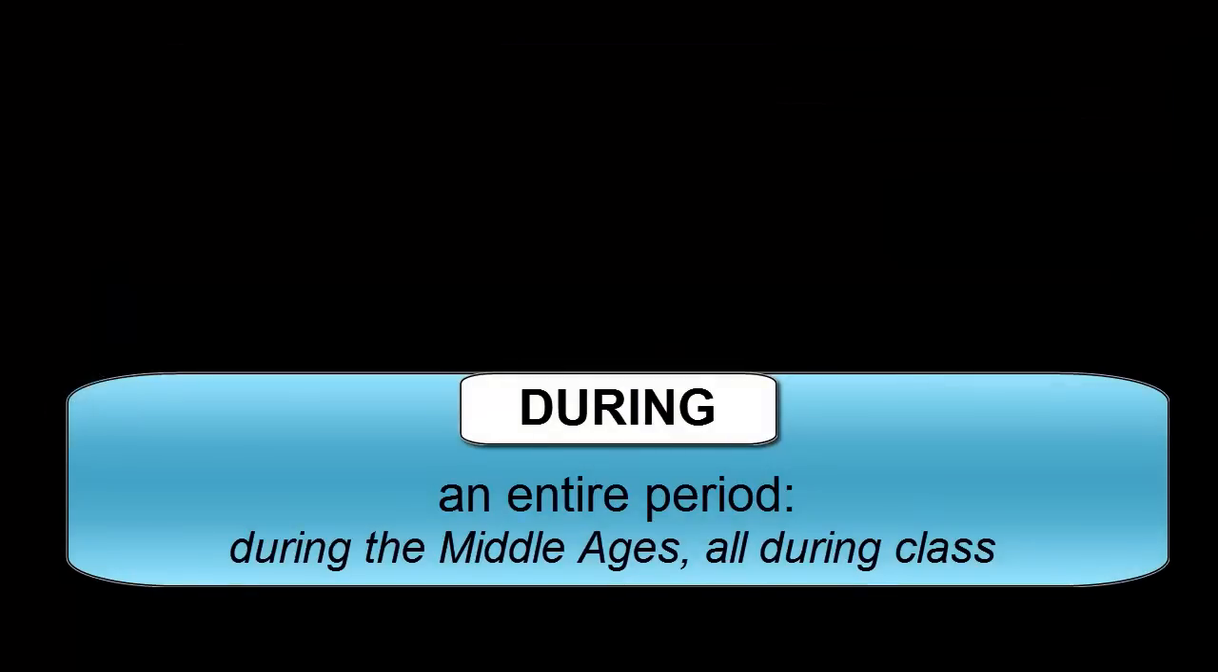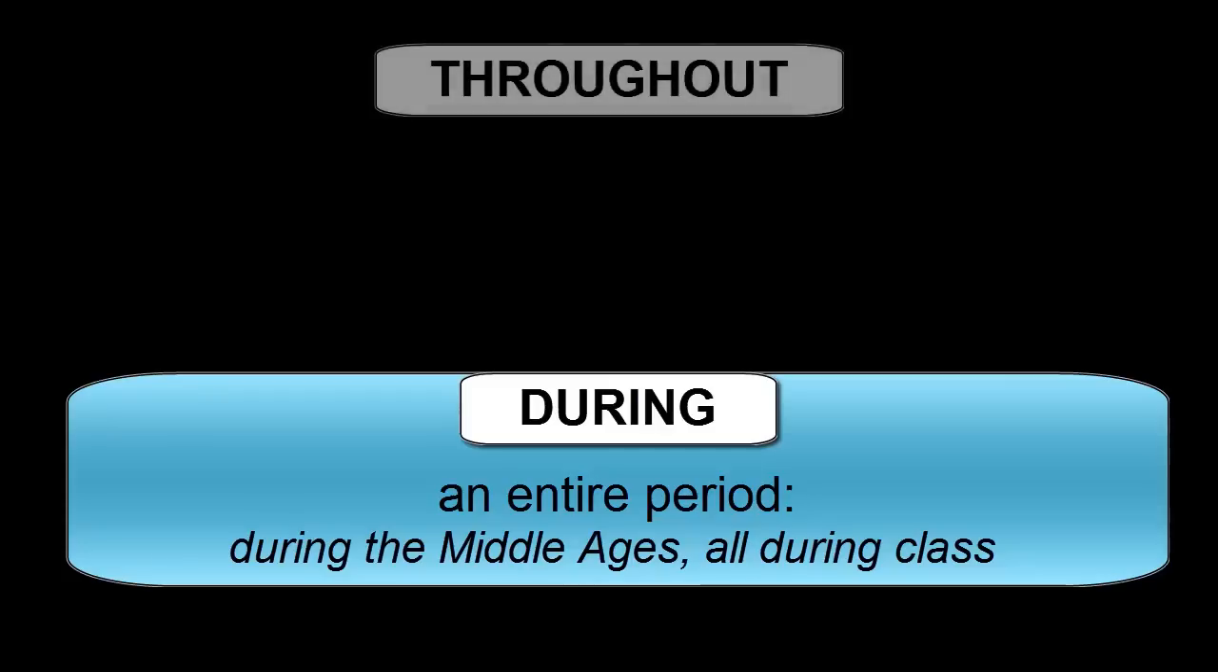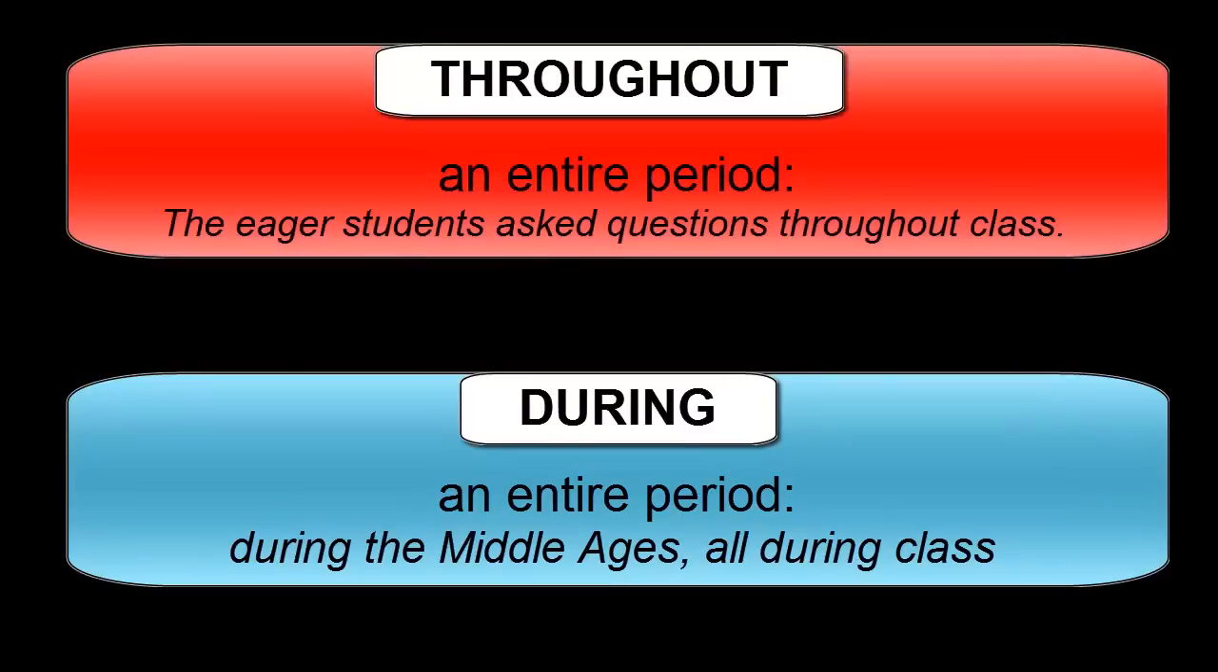Now, if during refers to an entire period, we have to recall one more preposition with a similar use, throughout. An example, the eager students asked questions throughout class. Throughout really emphasizes the entire period, from beginning to end.